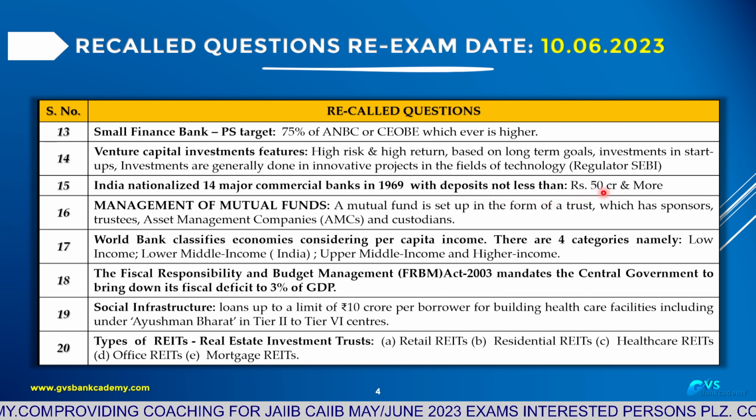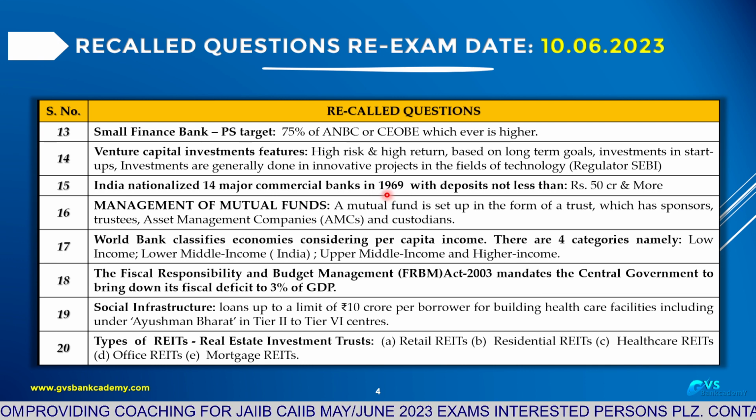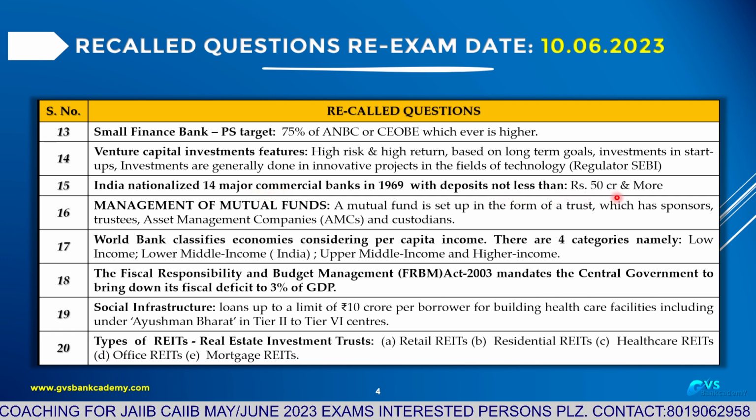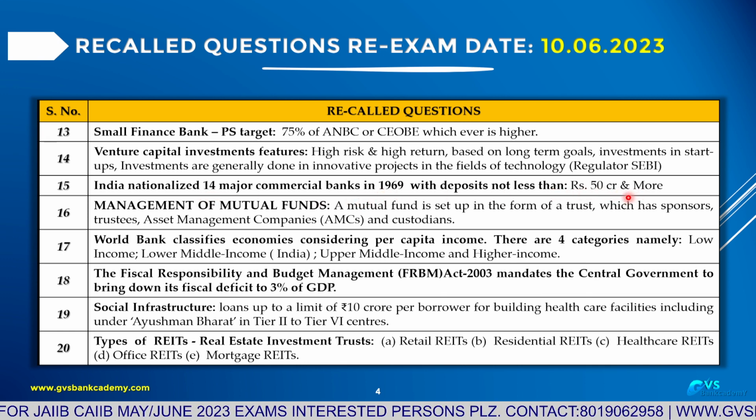15th, India nationalized 14 major commercial banks in 1969 with deposits of not less than 50 crores. Banks with 50 crores and above deposits were nationalized in 1969. In 1980 also they nationalized 7 banks, those with deposits of 200 crores and above, that is 1980, 200 crores and more.